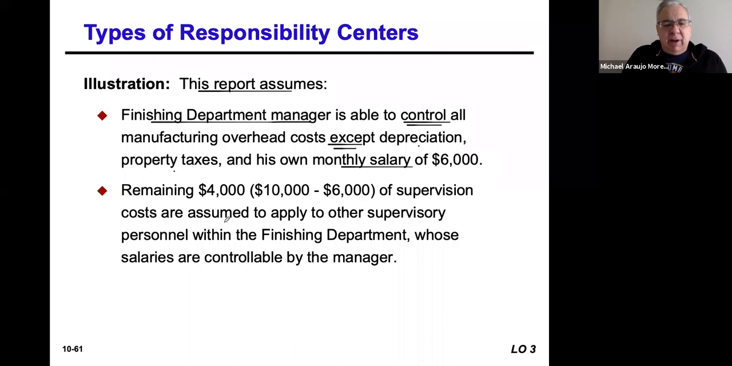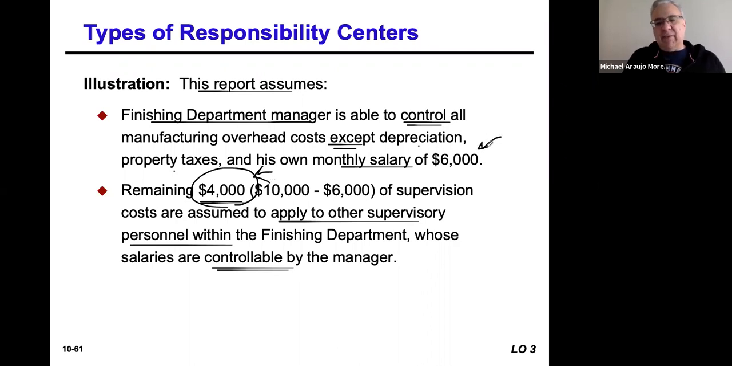But the other amount, so there was $10,000 budgeted for that, but the other amount outside of his supervision can be applied to other personnel whose salaries can be controlled by the manager. And so they're going to be judged a lot more on how this was used versus they have no control over the fact that that's a fixed cost for them.